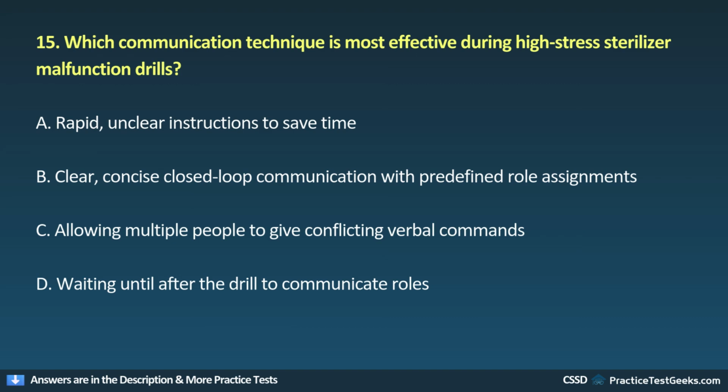A. Rapid, unclear instructions to save time. B. Clear, concise, closed-loop communication with predefined role assignments. C. Allowing multiple people to give conflicting verbal commands. D. Waiting until after the drill to communicate roles.